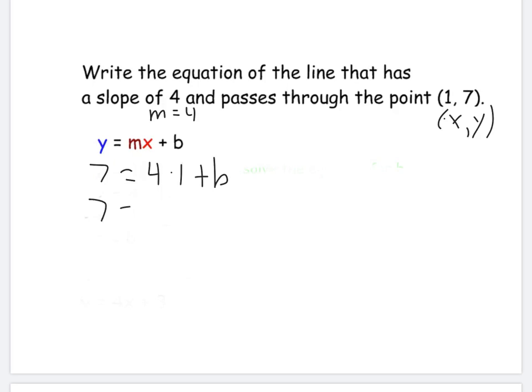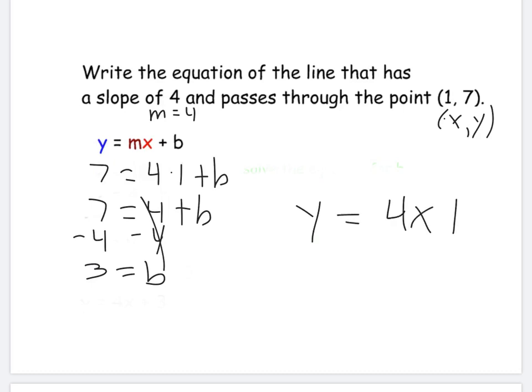So I have 7 is equal to 4 times 1, which is 4, plus b. To solve for b, we want to get rid of the 4. So to get rid of plus 4, I would have to subtract 4 from both sides. So 7 minus 4 is 3. 4 minus 4 is 0. They cancel out, and I'm left with b. So now I know my b. So I can use that value to write my equation. So my equation is y equals 4x plus 3.